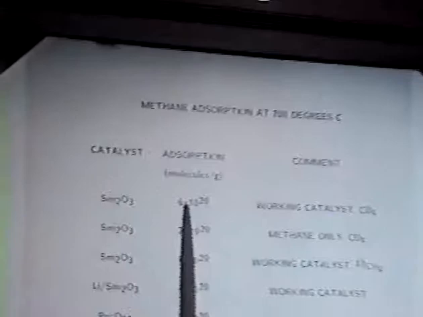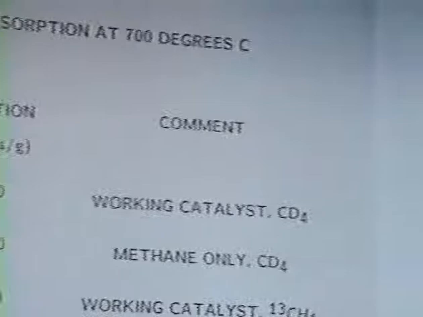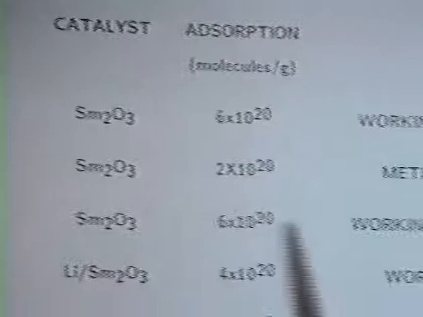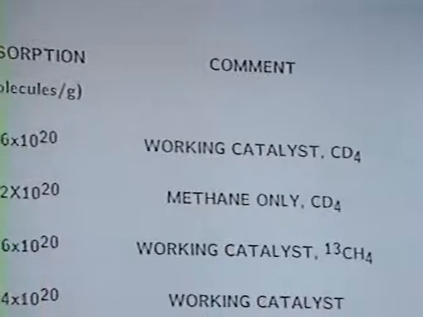Now these are some of the values that you get. On samarium oxide, about 6 times 10 to the 20th molecules per gram of catalyst are absorbed. This is with a working catalyst where we have both methane and oxygen present, so we also have water and carbon dioxide being formed. I may add that in these experiments we have a dry ice trap between the mass spectrometer and the catalyst bed.